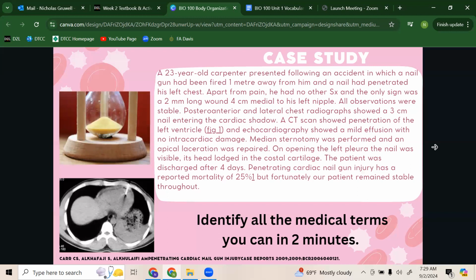Posterior, anterior, and lateral chest radiographs showed a 3-centimeter nail entering the cardiac shadow. A CT scan showed penetration of the left ventricle, and echocardiography showed a mild effusion with no intracardiac damage. Median sternotomy was performed, and an apical laceration was repaired. On opening the left pleura, the nail was visible, its head lodged in the costal cartilage. The patient was discharged after 4 days. Penetrating cardiac nail gun injury has a reported mortality of 25%, but fortunately our patient remained stable throughout.